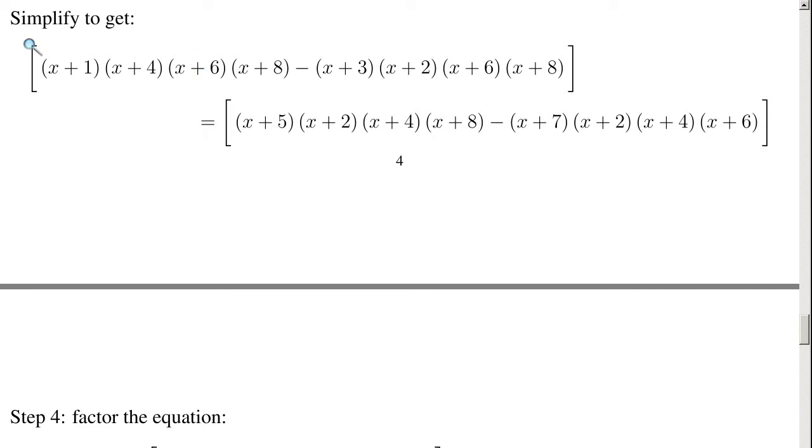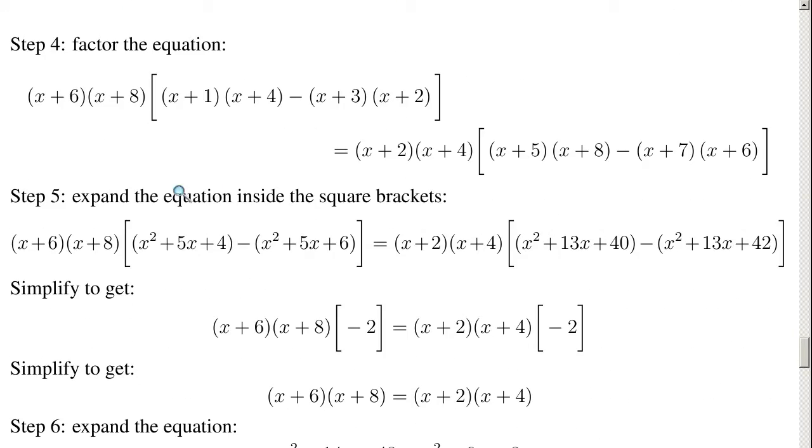So factor out x plus 6, x plus 8. And this is what it looks like: x plus 6 times x plus 8 times the stuff that they didn't have in common, which is x plus 1 times x plus 4 minus x plus 3 times x plus 2.